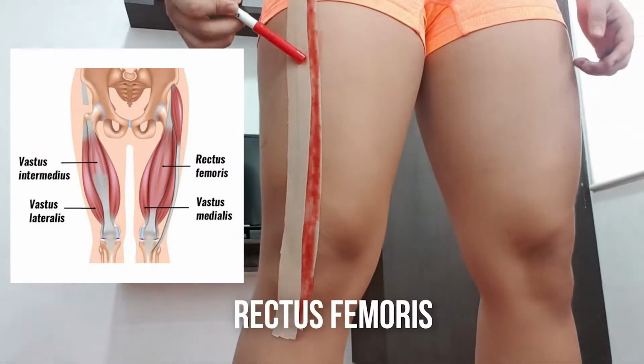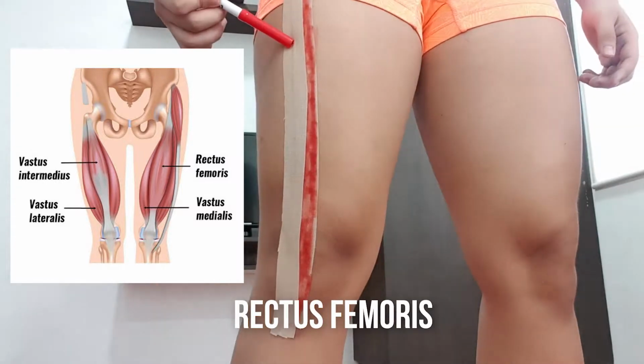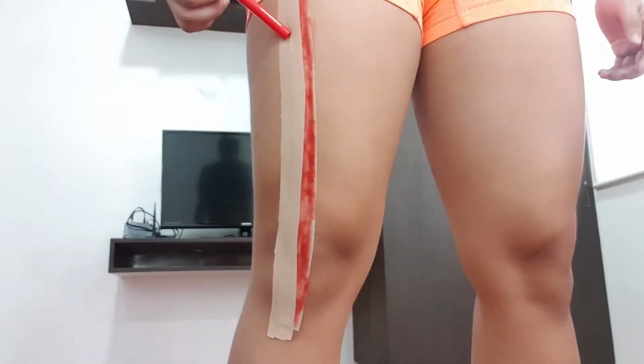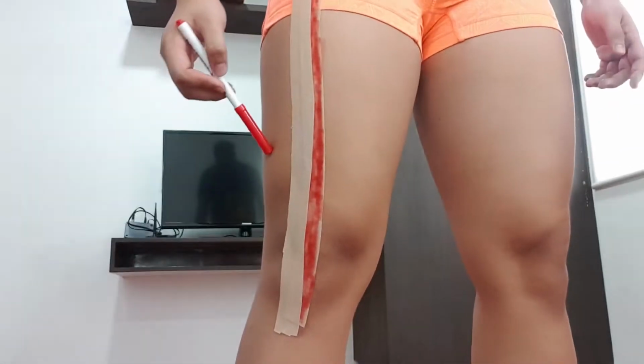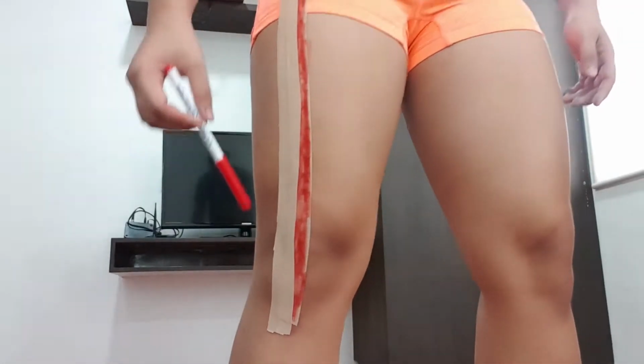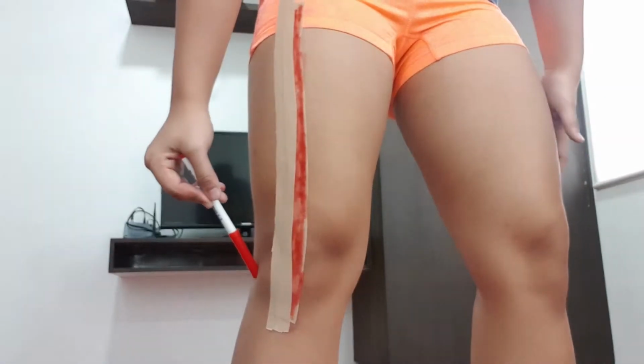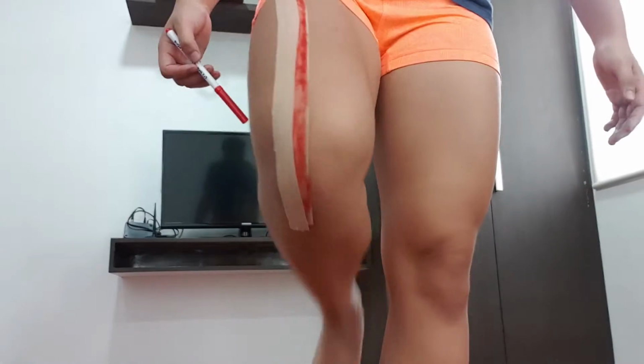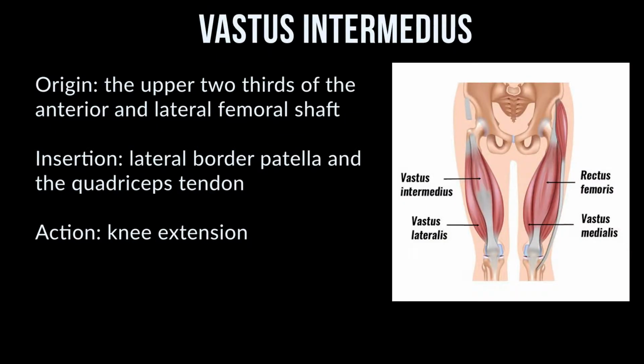This red tape is your vastus intermedius. The origin is at the upper 2/3 of the anterior and lateral femoral shaft, and the insertion is at the lateral border of the patella and the quadriceps tendon. The action is it extends the knee.